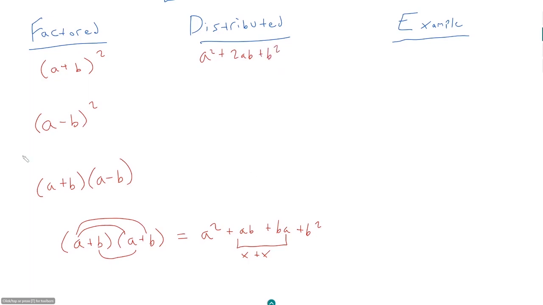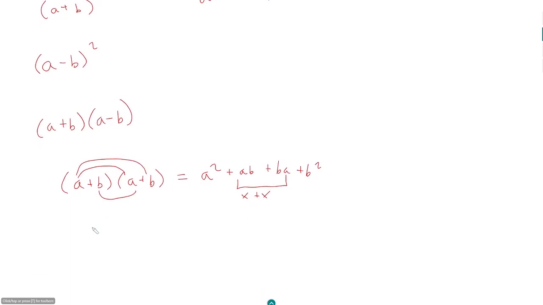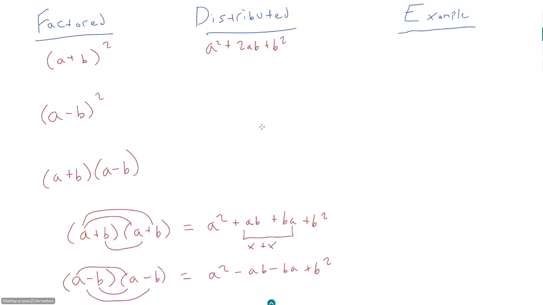What about a minus b squared? A minus b squared looks pretty similar. A minus b times a minus b. Except here we're going to have a squared minus ab minus ba. Then we got negative b times negative b, so that is going to be plus b squared. So when simplified, this gives us a squared minus 2ab plus b squared. But the only difference here is our middle term.